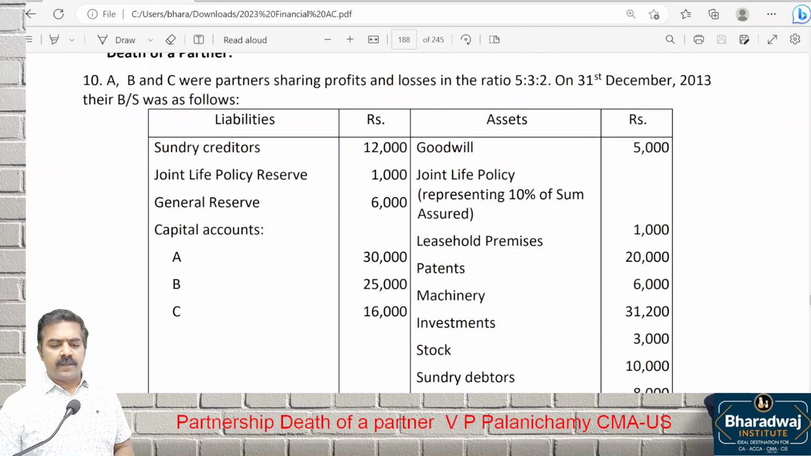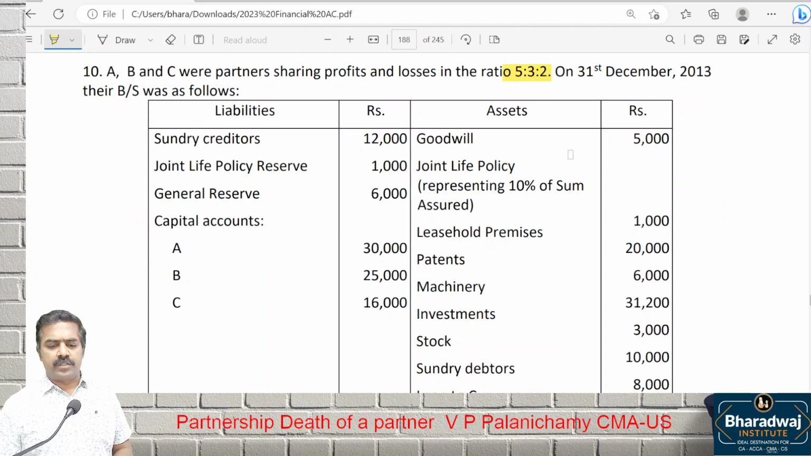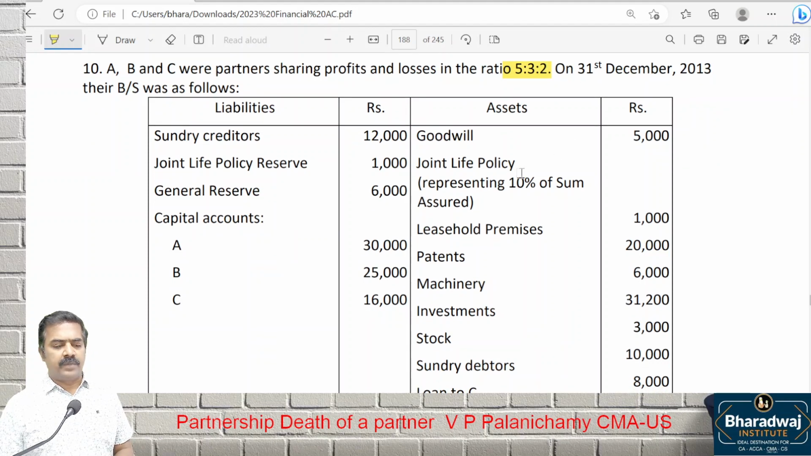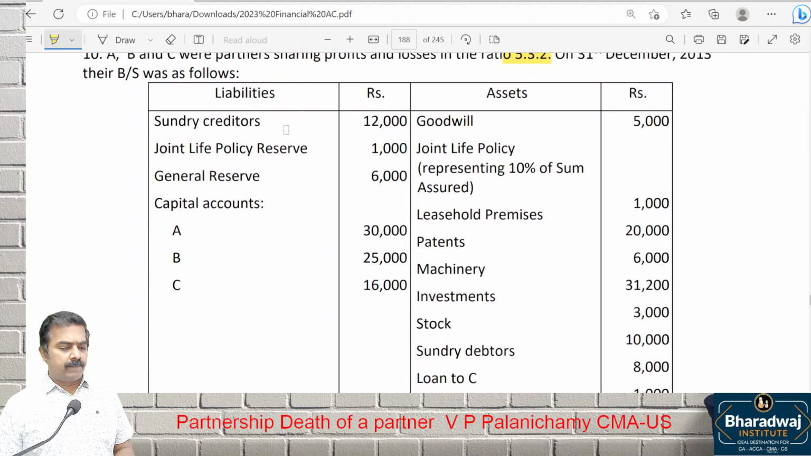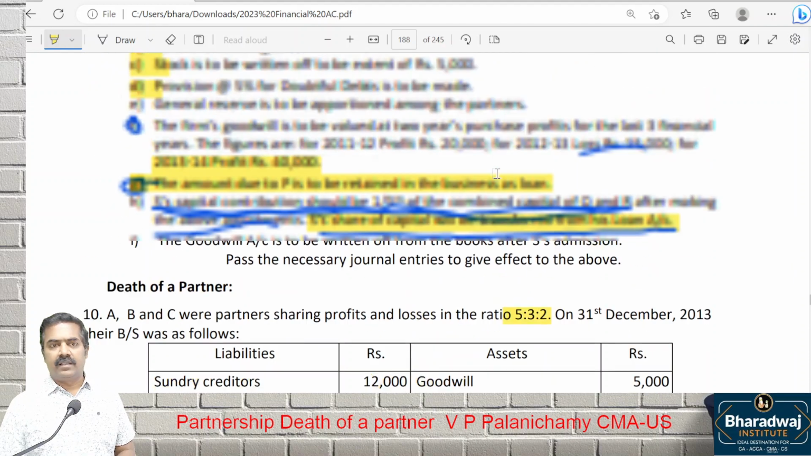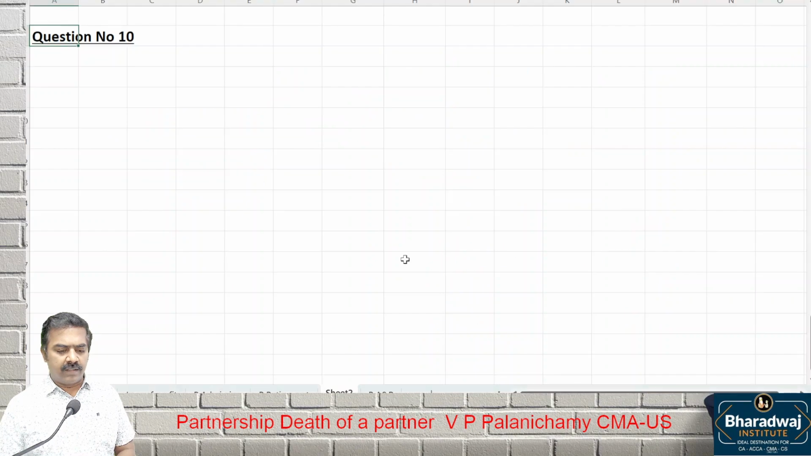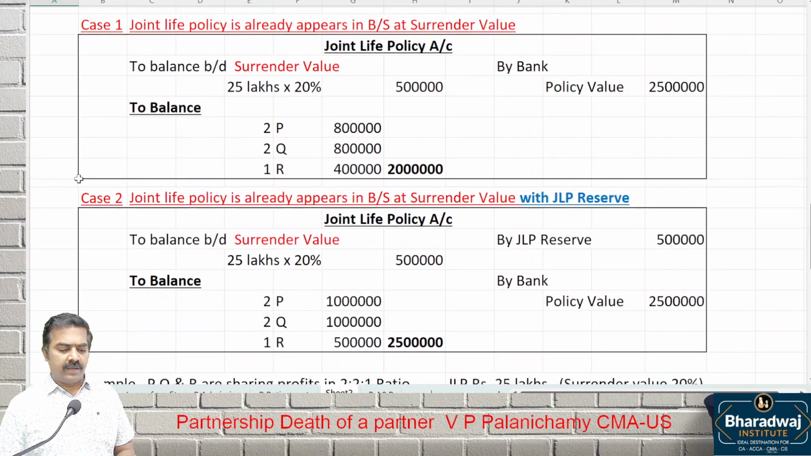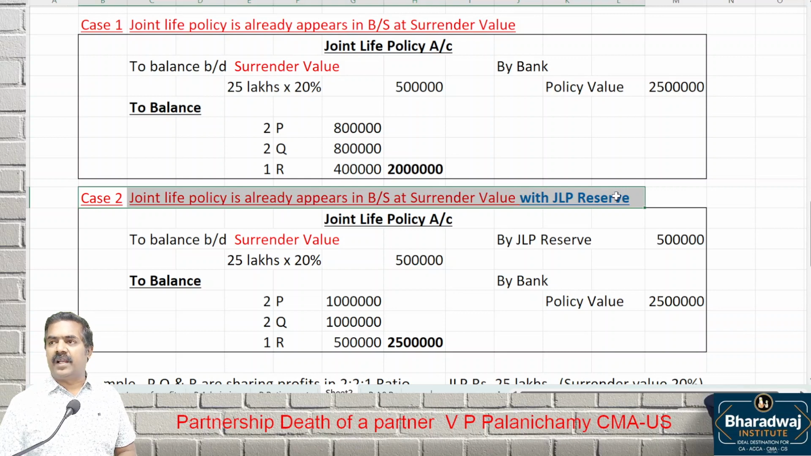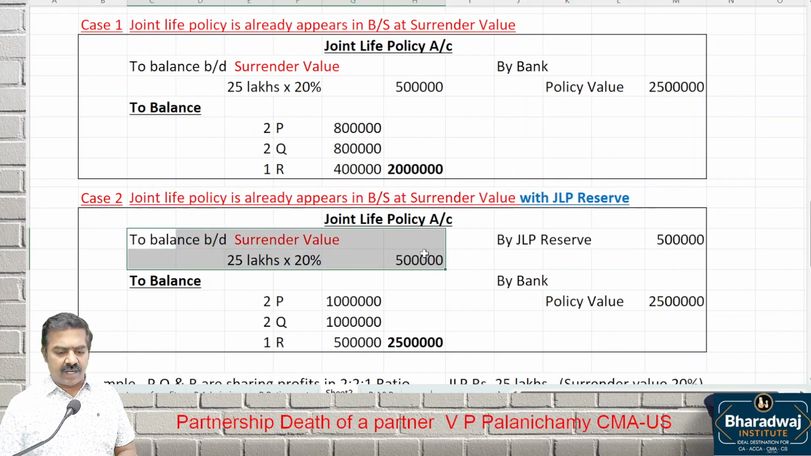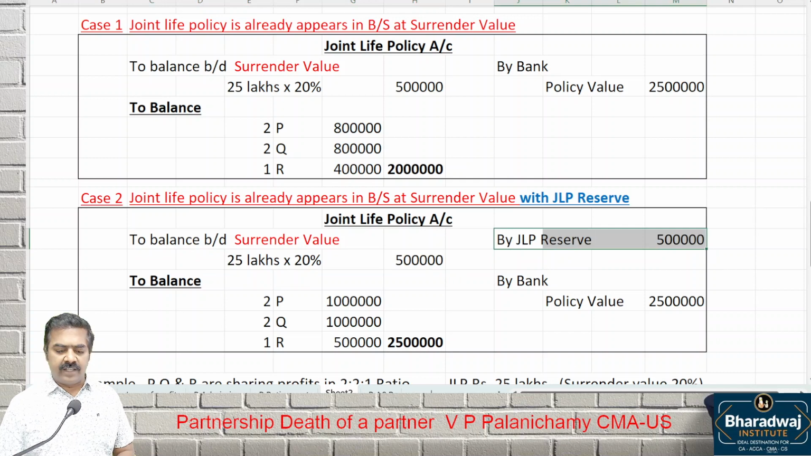Who are the partners? A, B, C sharing profits and loss in the 5:3:2 ratio. On 31st December, the balance sheet is given to us. Look at this. On the asset side, see, joint life policy representing 10% sum assured is given. Then joint life policy reserve appears on which side? Liability side. This is like the case we solved. Joint life policy appears in the balance sheet at which value? Surrender value. Surrender value is already given. Reserve is also already given.